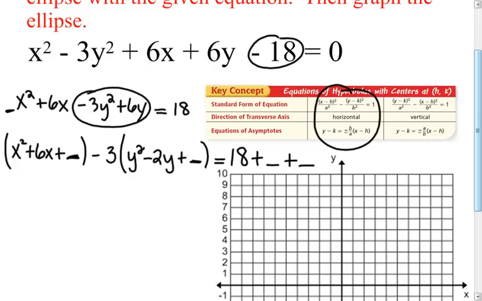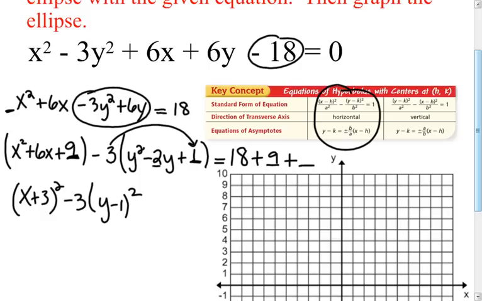All right, now complete the square on the x's. So of course half of 6 is 3. When you square 3, you get 9. So I will put 9 there, and I will put 9 here. And then minus 3, don't forget to bring that down. And then half of negative 2 is negative 1. When I square negative 1, I get positive 1. But be careful, because what you really have to do here is you have to take negative 3 times 1, which is negative 3, and that's what goes over here. Okay? And then 18 plus 9 is 27. Minus 3, of course, is 24.